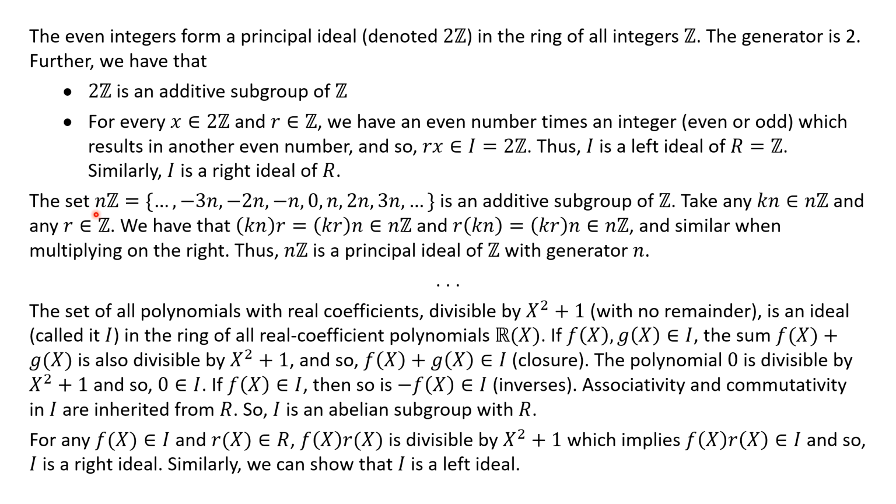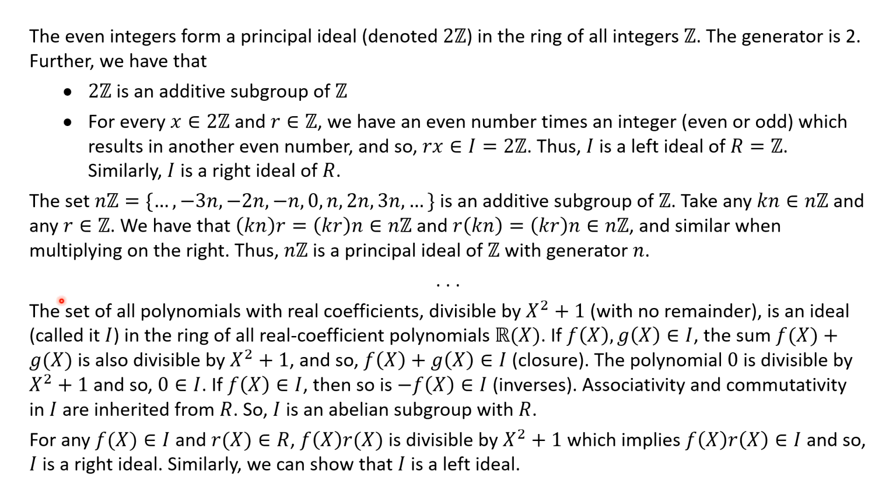And we have the same idea if we have n times the integers, just writing it out here longhand. We can take any integer other than 2, 3, 4, whatever, and multiply it times all the integers. And again, we'll get a principal ideal. Using the same reasoning that I used up here, we can show that nZ is an additive subgroup of the integers, and it has closure when you multiply either on the right or the left, which I wrote out some of the details here. I'll give you a second just to look at that.